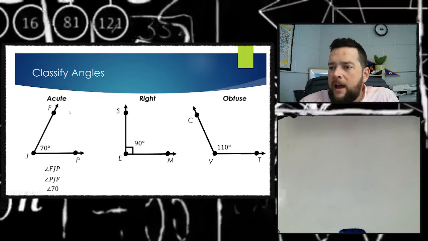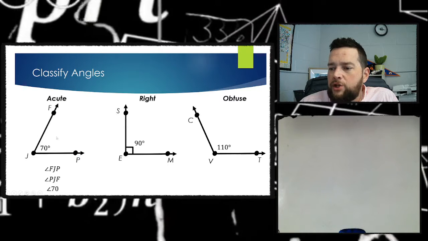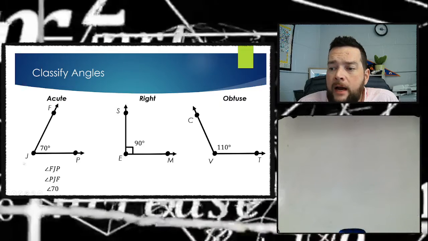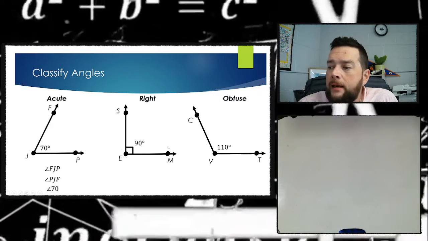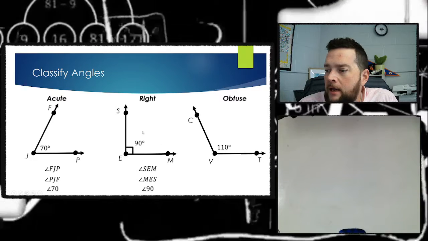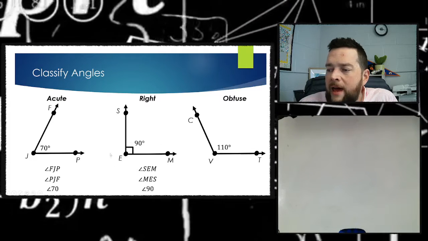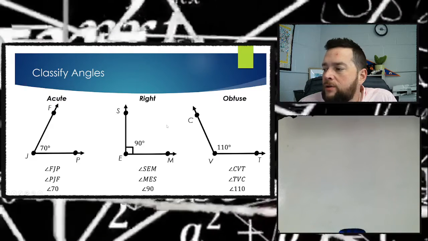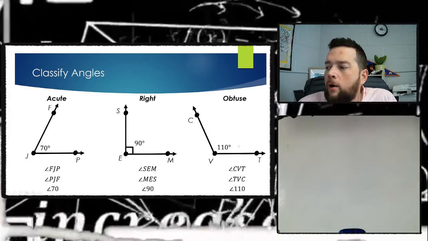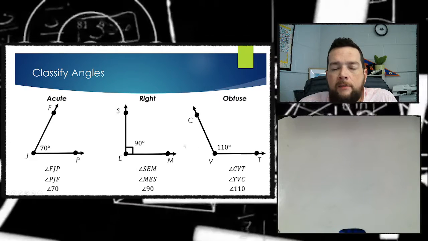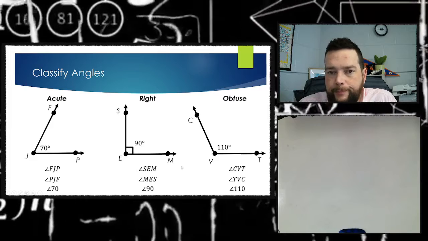Hopefully you tried this already. The first one, we've got angle FJP or PJF. We've got angle 70, or I also could call that angle J. I could just call that angle J. For the second one, we got angle SEM or MES. There's 90, or I could also call that angle E. And then the final one is CVT, angle CVT or TVC, or 110, but I could also call that angle V for short.